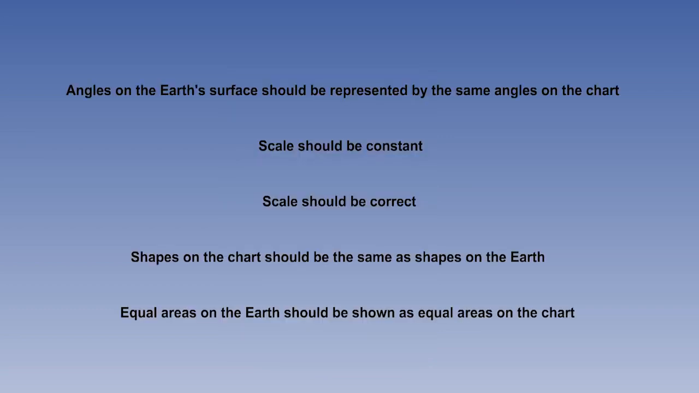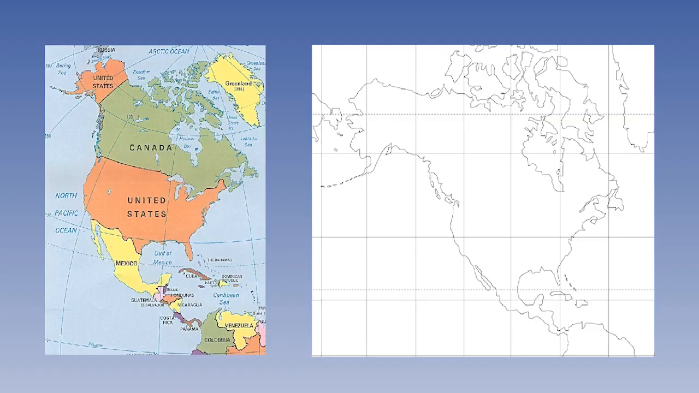The next one is that, ideally, shapes on the chart should be the same as shapes on the Earth. But practically, it makes less difference than might be thought. As long as the shapes are recognizable, and the latitudes and longitudes are accurate, our brains are perfectly capable of dealing with shape changes. These two maps both represent the North American continent on different projections. Their shapes are similar, but not identical. However, we have no trouble in recognizing that they both show the same land shape.